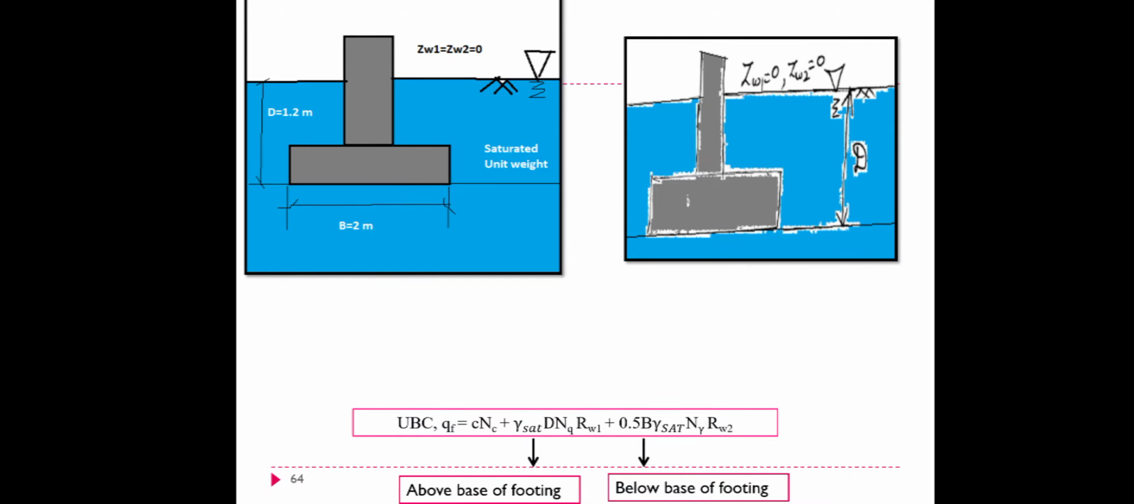So what is the formula? CNC plus gamma D NQ. Above the base of the footing we use gamma sat, and below the base of the footing we also use gamma sat. Why? The entire soil is filled with water, so only saturated unit weight is present. So above the base of the footing also, you should understand the concepts and solve it. Gamma sat has to be put. Below the base of the footing also the soil is wet, so you have to put gamma sat in both the terms.